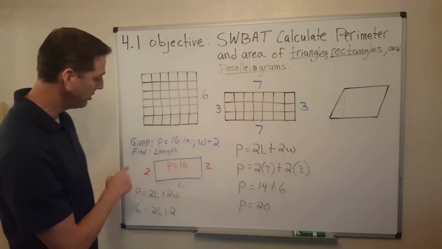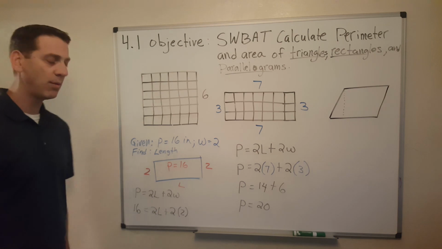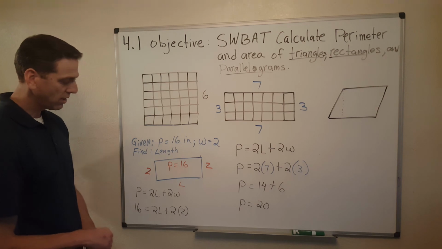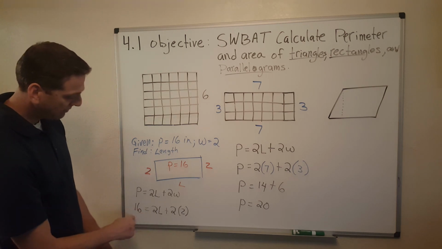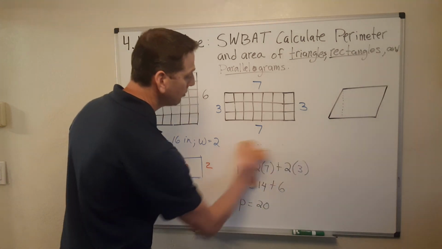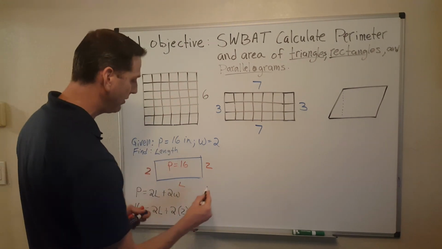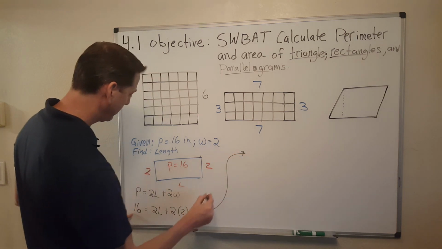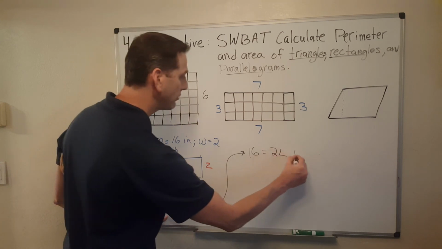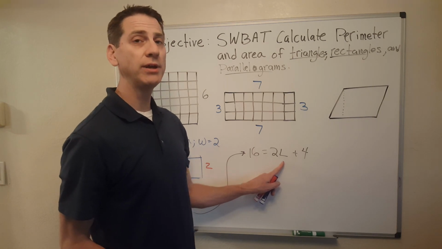Plus 2W. Now, I do know W. W is 2. So I can substitute in the W. Okay, so now I have this equation. Let's see, 16 equals 2L plus 2 times 2. So I need to multiply 2 times 2. 2 times 2 is 4, obviously. So this is going to turn into 16 equals 2L plus 4. All right?